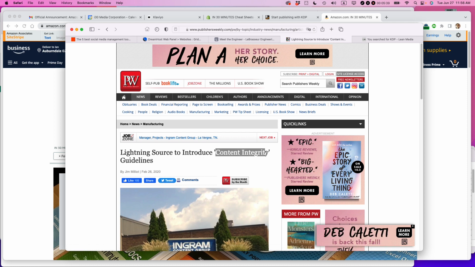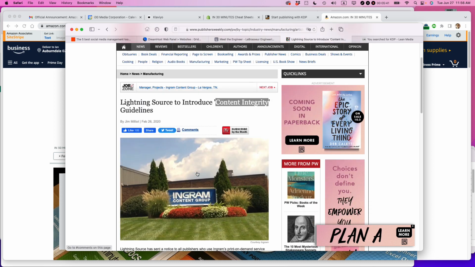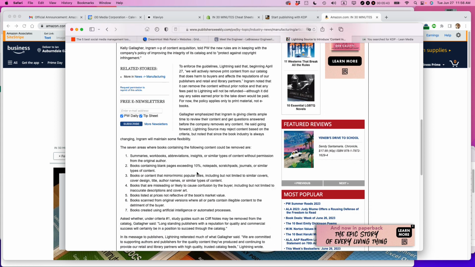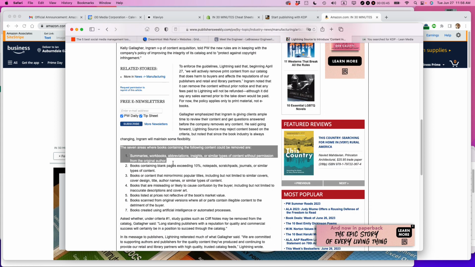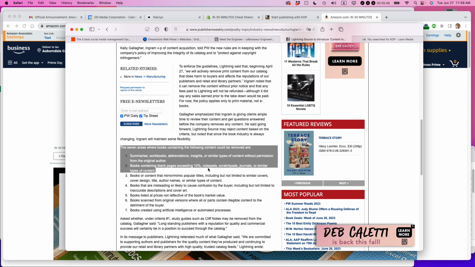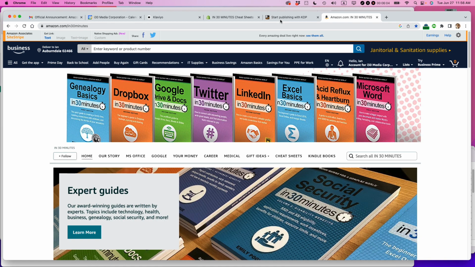These content integrity guidelines that Lightning Source and Ingram rolled out about 3 years ago, they're basically banning those types of books. Books containing blank pages exceeding 10%, notepads, scratch pads, journals, or similar types of content. So if IngramSpark doesn't want to deal with these books, that's clearly an indication to them that there's a problem selling them. Amazon, amazingly, hasn't really banned them yet.